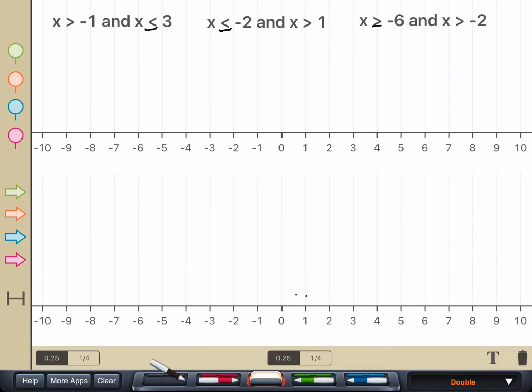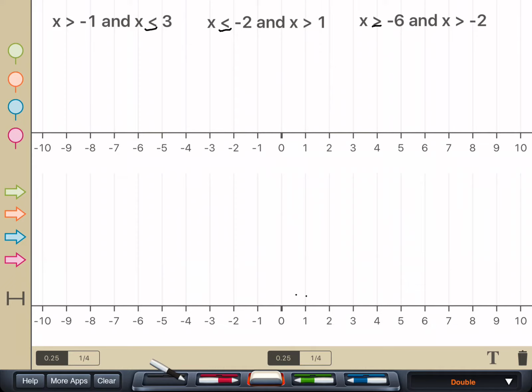Okay, so let's take a look at some compound inequalities, and let's take a look at some intersection sets, or compound inequalities joined by the word "and." We have three examples here. So x is greater than -1, and x is less than or equal to 3.